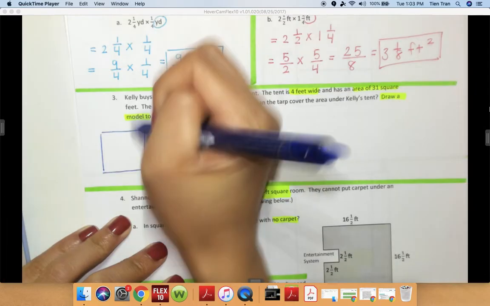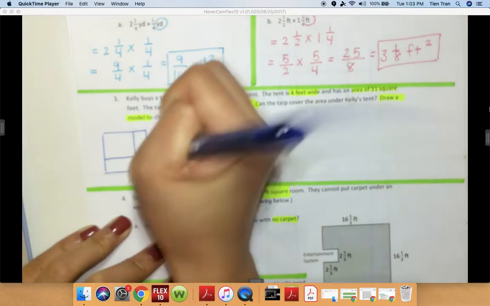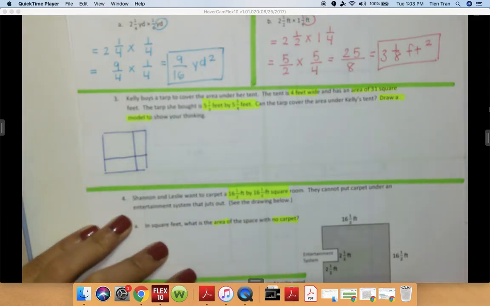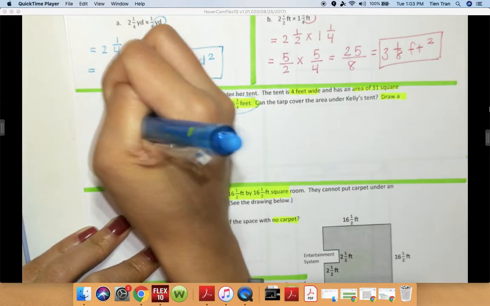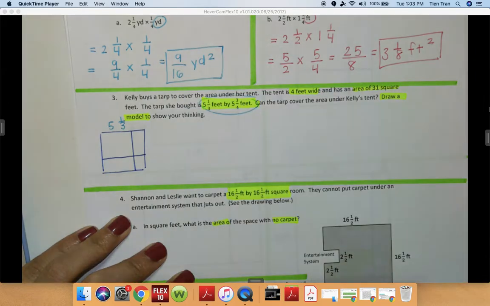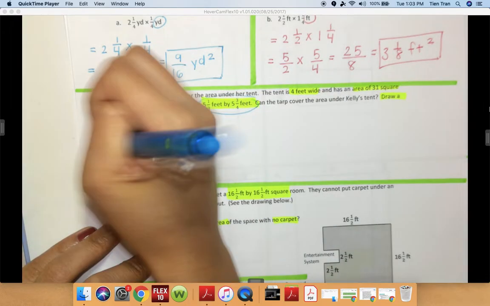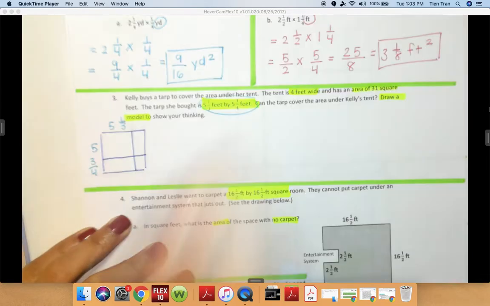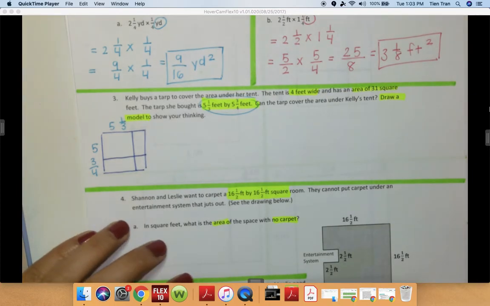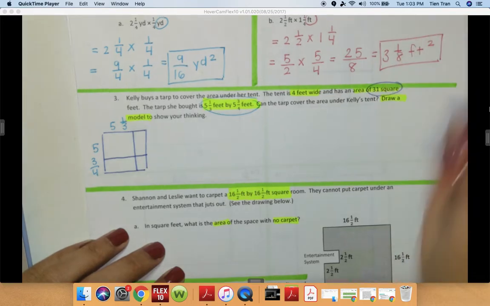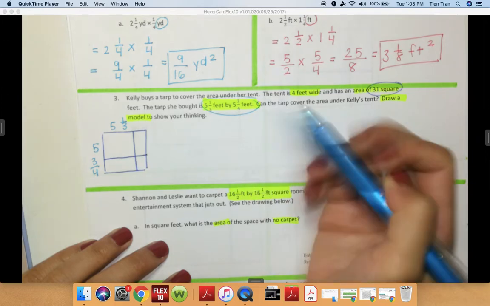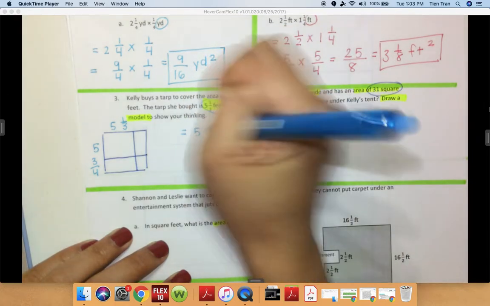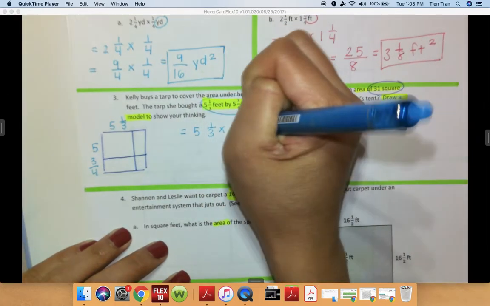So I can draw out the model for you guys to see what that looks like. I know that one side is 5 1/3, and it tells me right here, 5 1/3. And on the other side, we have 5 3/4. Now they want to multiply those dimensions together to see if it is 31 square feet. So that's what I'm going to do. I'm going to multiply these two numbers together. I have 5 1/3 times 5 3/4.